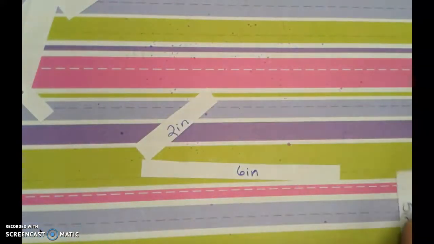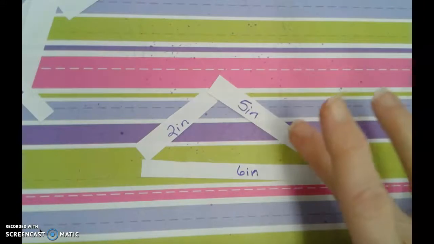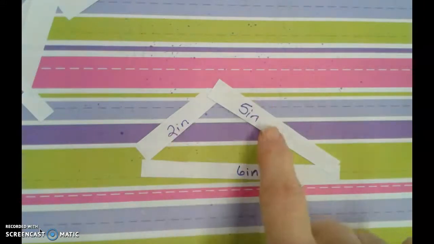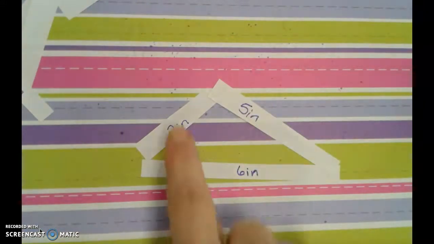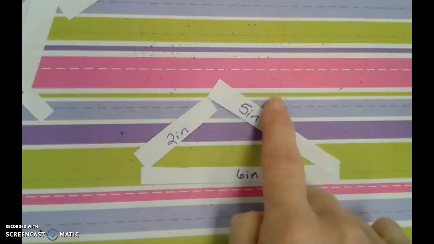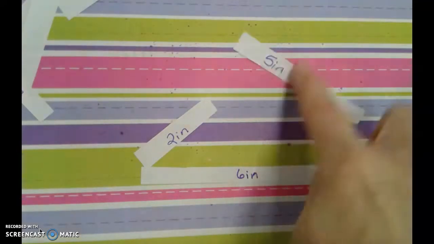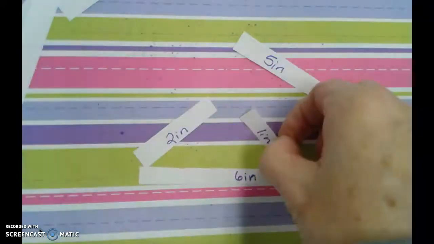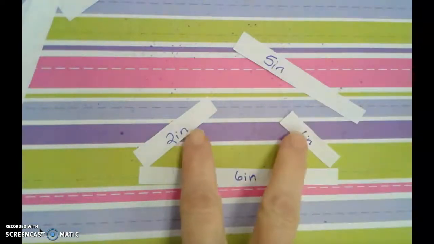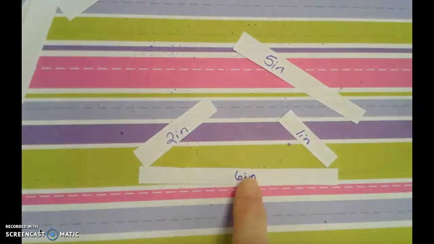Okay? Now, if I try something different, let's see. Here's a 5-inch strip. So if I take that 5, the 2, and the 6, then I can make a triangle. So the hope was that last week you would realize, basically, if you have 2 little and 1 big, you don't make a triangle.